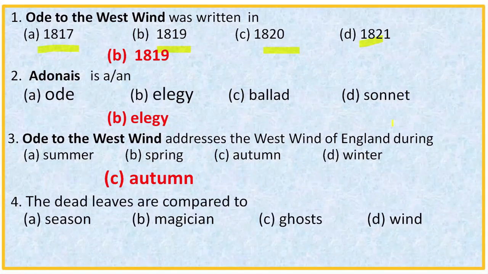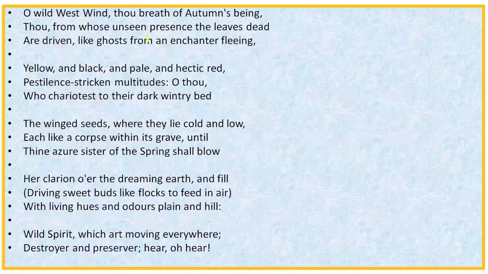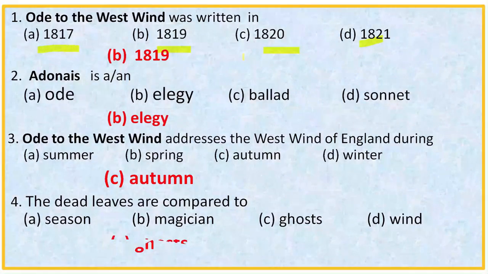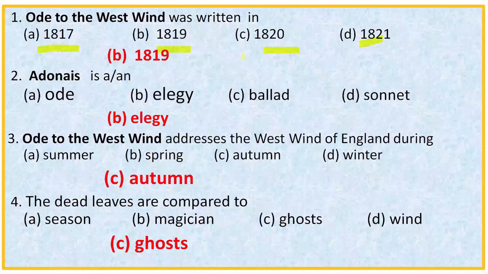Next, number 4. The dead leaves are compared to the: options are season, magician, ghosts, wind. We know that the dead leaves are compared to ghosts. In the poem we find, "Thou from whose unseen presence the leaves dead are driven like ghosts from an enchanter fleeing." So the dead leaves are compared to ghosts. So the right option is C, ghosts.